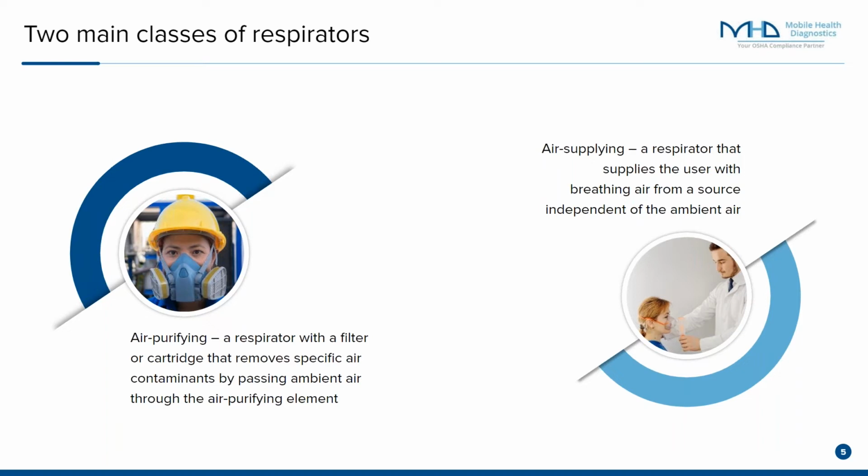in the atmosphere. The other type of main respirator type is air supplying respirator, and that's basically a respirator that supplies the user with fresh breathing air from a source independent from the ambient air. So that'd be like an oxygen bottle, or air that's being drawn in through a supply that's outside of the air that would normally be breathed in from that atmosphere that the person's in at that point.